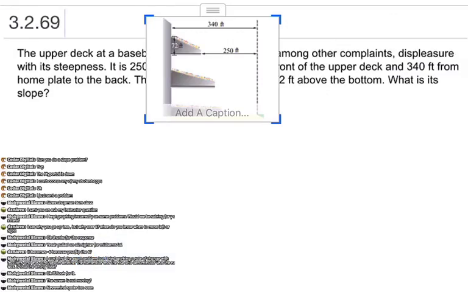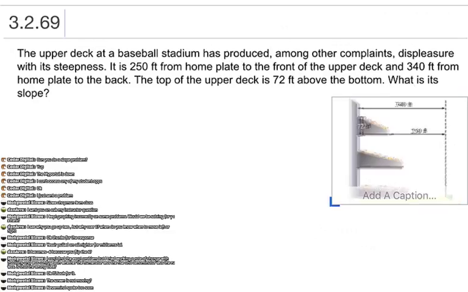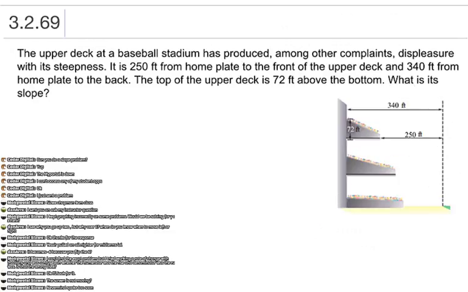So this is an image that came with the question that can kind of give us a sense or an idea of what's going on. All right, let's look at this. It says, the upper deck at a baseball stadium has produced, among other complaints, this displeasure with its steepness. So the clients are saying that it's too steep. It's 250 feet from home plate to the front of the upper deck. So we see the 250 here. And we'll do, I like purple, I'll do my funky little arrow.